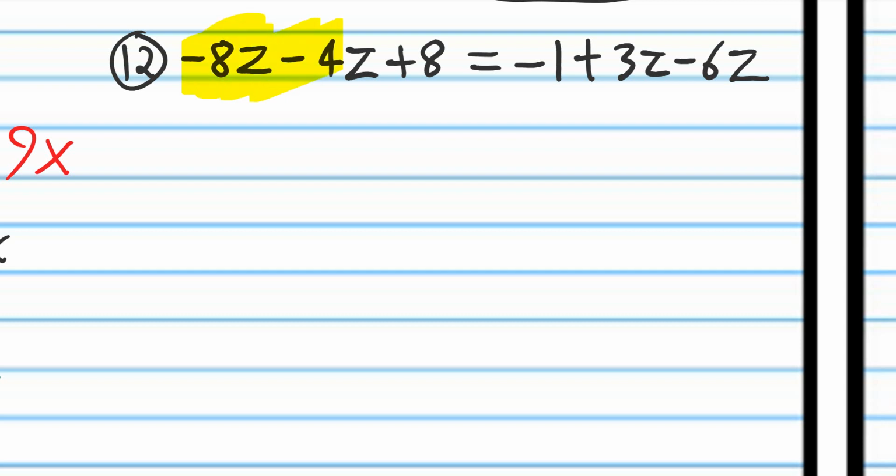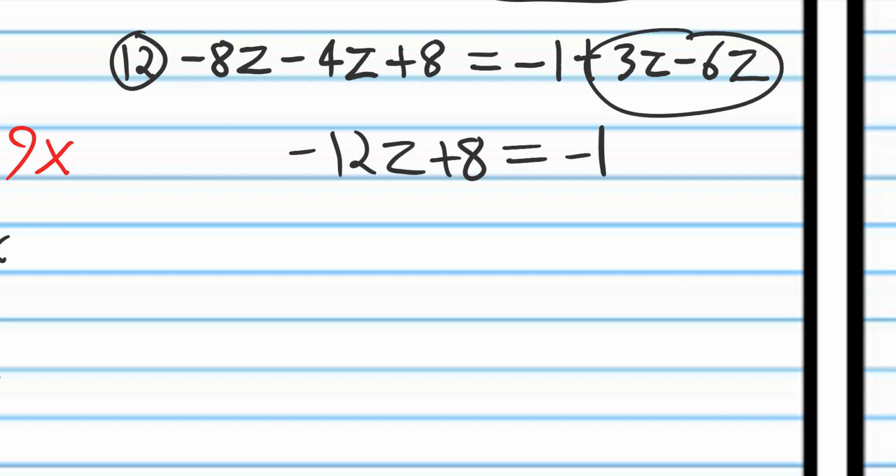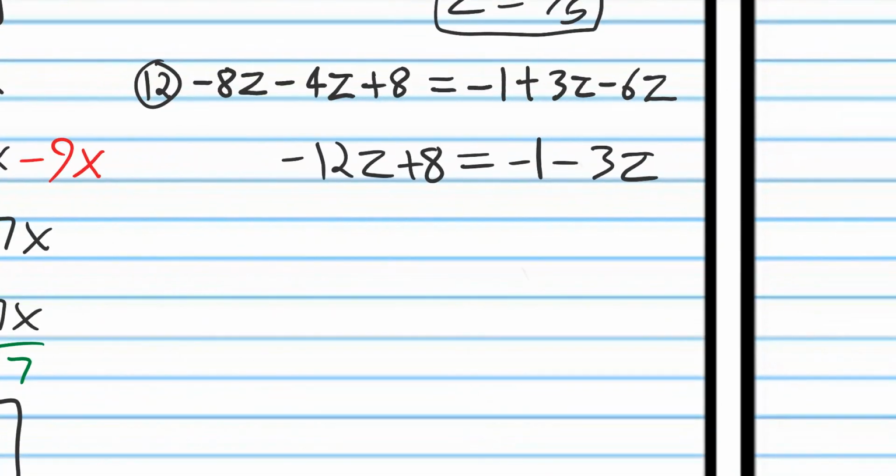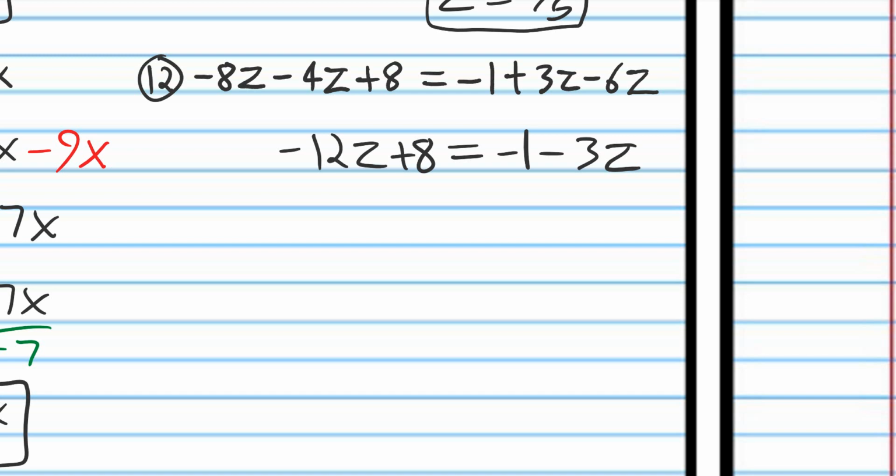Negative 8z minus 4z is negative 12z, so we simplified that. We combine those z's on the right side of the equation. And now we have to combine the z's on the left side of the equation. So 3z minus 6z is negative 3z. And now it reduces to a problem where we're just going to start performing operations on both sides of the equation. So we have to go ahead and rewrite.